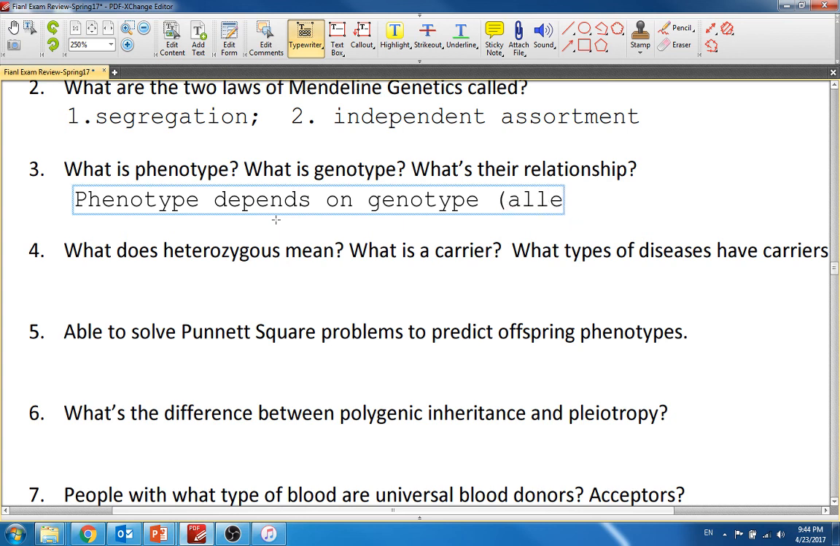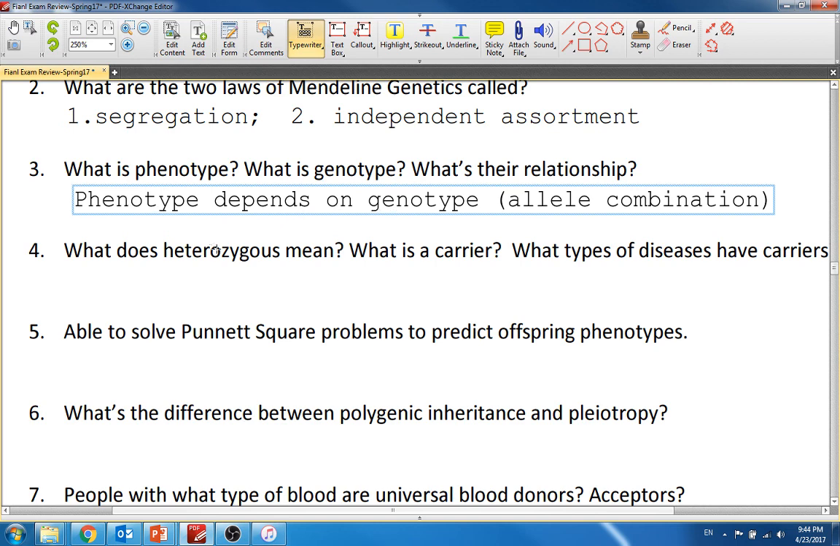It's the observable trait. What is genotype? Genotype is the genetic makeup, the allele combination for that trait. Their relationship is that the genotype will determine phenotype.